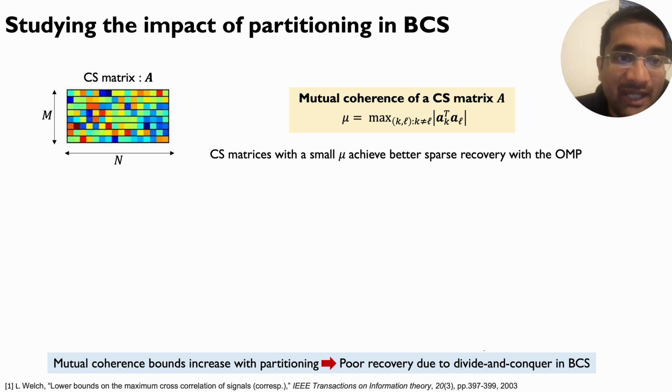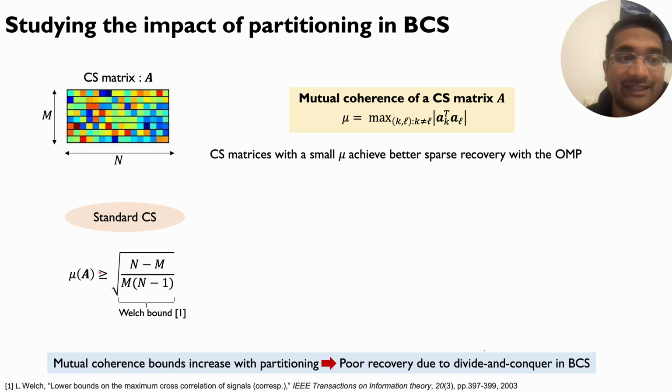Before we study this impact, it's important to introduce the notion of mutual coherence, which is defined as the maximum absolute inner product between distinct columns in A. For greedy sparse recovery algorithms such as the OMP, a low mutual coherence results in better sparse recovery. So how low can mu be? Well, it's known in the literature that mu can be as low as a Welch bound shown here, right? Note that this Welch bound depends only on the dimensions of the CS matrix A. When m is large, the Welch bound gets smaller, right?